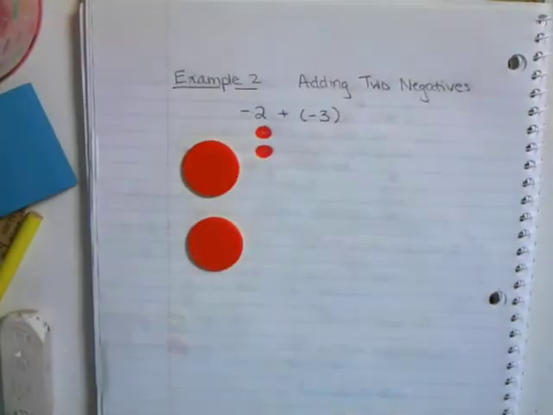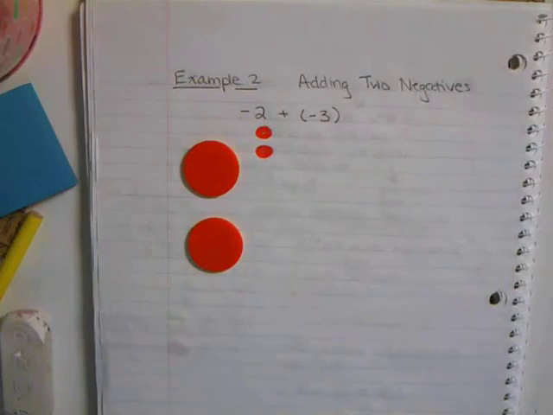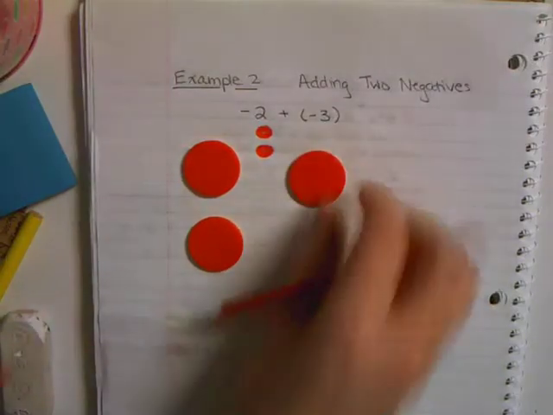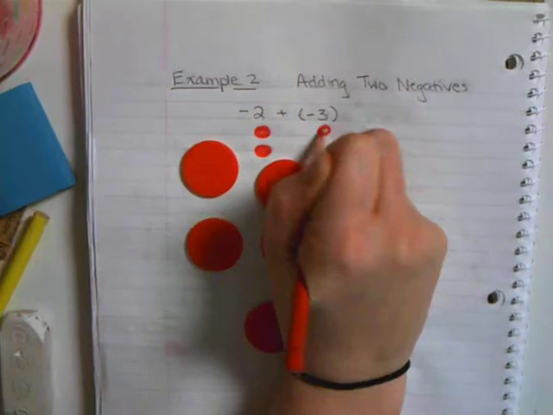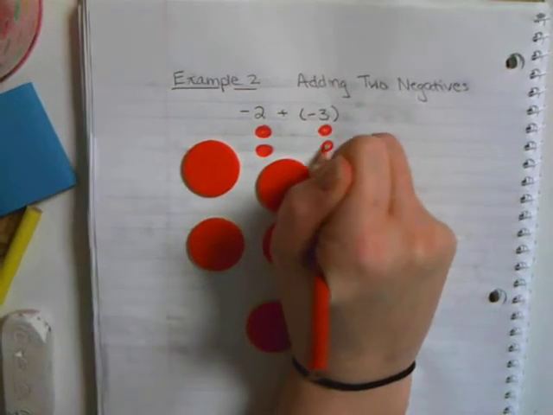Okay. And then I'm going to add what with my integer chips? What am I going to add? -3 or 3. 3 reds. Okay. And I'm going to draw that. 3 reds.